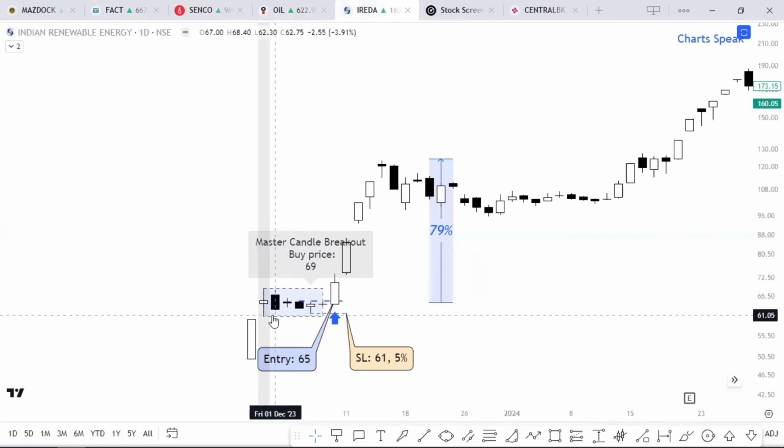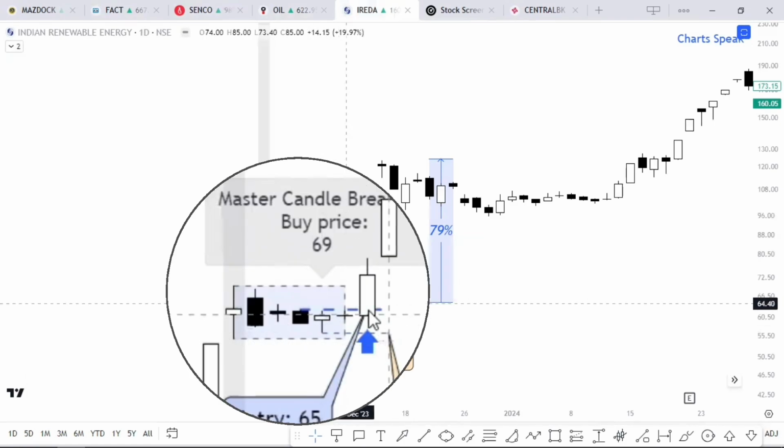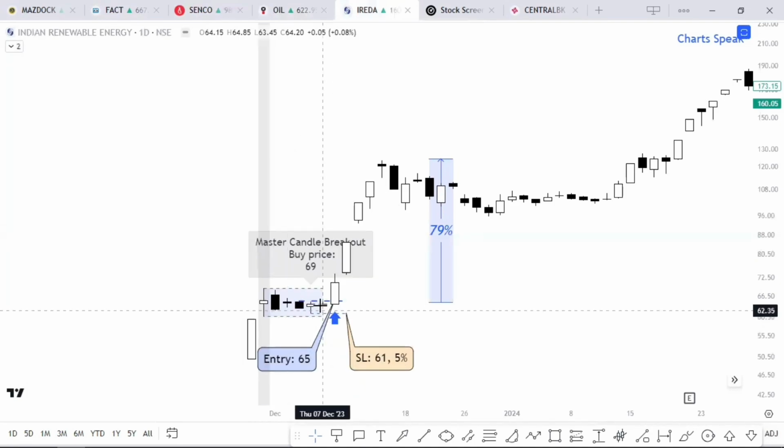Here the range of the master candle is more than 12%, so it becomes difficult for us to set the stop loss near the low of the master candle. What we can do here is attempt an entry above the high of the last 3 narrow range candles by keeping the stop loss near the low of the same candles. And then our entry comes at 65 with the stop loss of 5%, which is at 61.